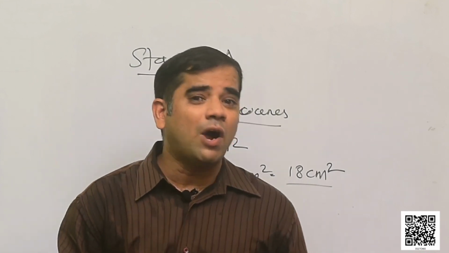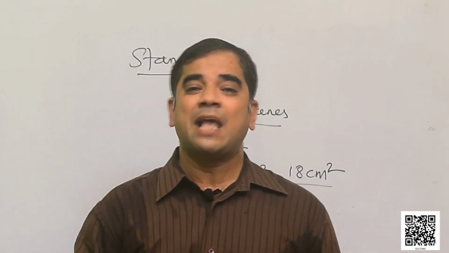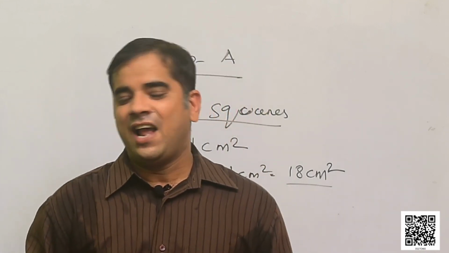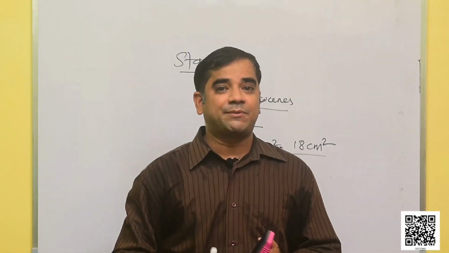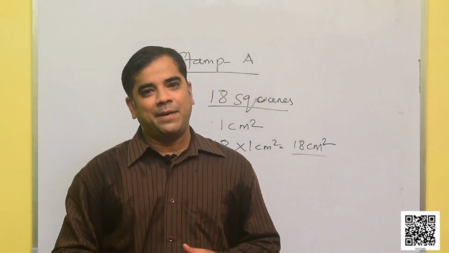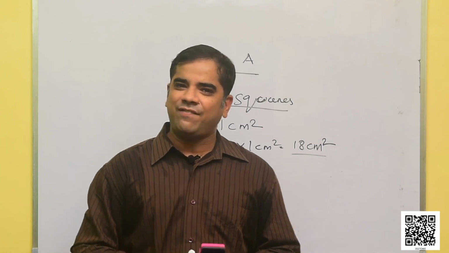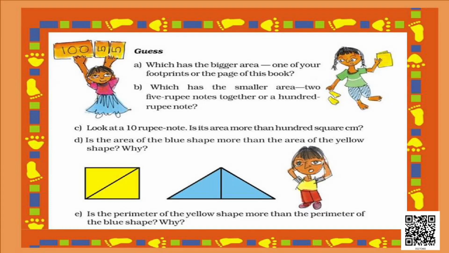Now students, you have to do all other questions by yourself, as I feel you have understood the concepts of area and perimeter. Okay, do it by yourself. Students, in your next page, you have a task to do. Can you guess which has the bigger area? One of your footprints or the page of the book? Just guess. I hope you can find the answer, isn't it?